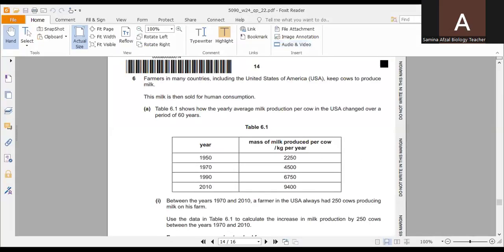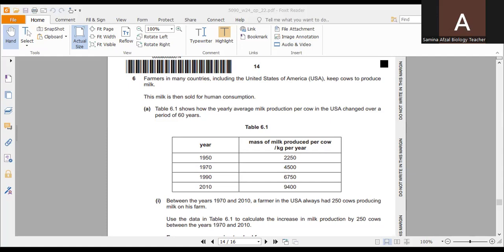Question number 6 is: farmers in many countries, including the United States of America, USA, keep cows to produce milk. This milk is then sold for human consumption. Table 6.1 shows how the yearly average milk production per cow in the USA changed over a period of 60 years. From 1950, it was 2250 kilograms per cow per year.